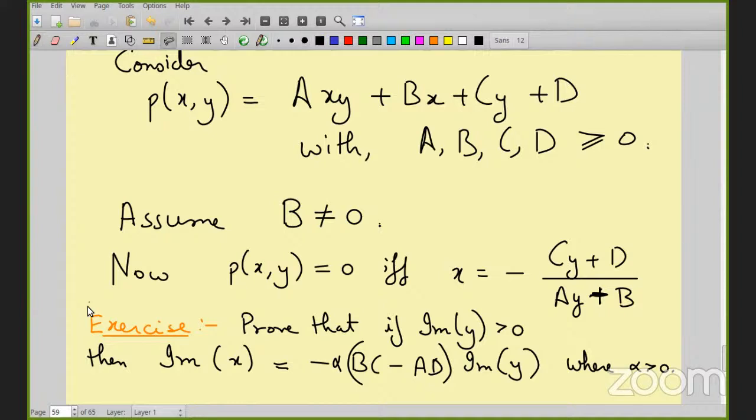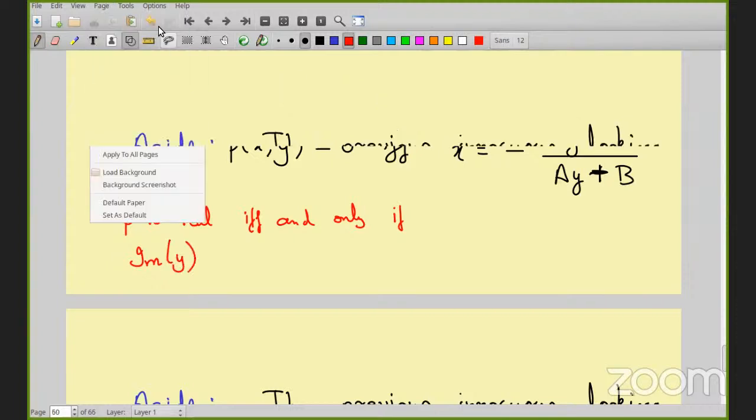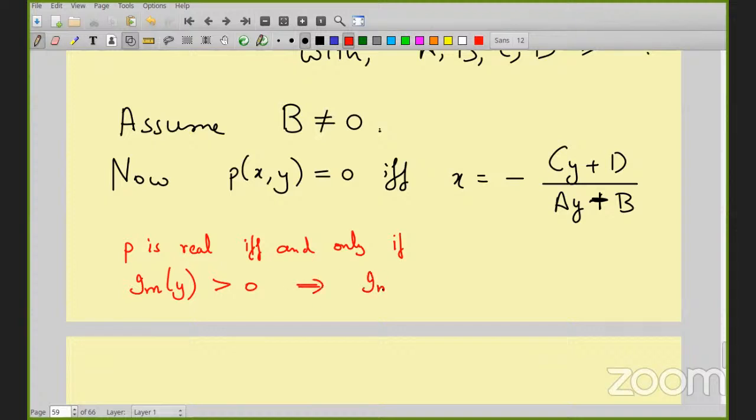Is that fine? So let me assume that. Sorry, I got a bit confused. Yeah, so the point is that this P is real stable if and only if the imaginary part of y being positive implies that the imaginary part of minus (cy plus d) over (ay plus b) is non-positive. Okay. Because I put any y. Is this comment clear? So if and only if, right?